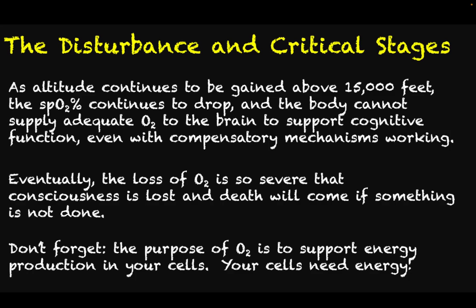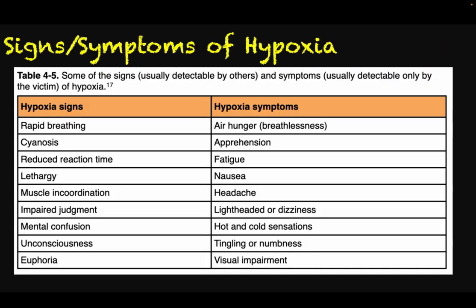So ultimately, when you're thinking about hypoxia, and really any kind of hypoxia, you don't want to forget the true purpose of oxygen in your body is to support the energy production in your cells. Your cells need energy in order to adequately function. So any of the signs or symptoms of hypoxia that we're going to see ultimately relate to the inability of your cells and your tissues and your organs to do their normal jobs because they are not able to make enough energy in order to do those things.